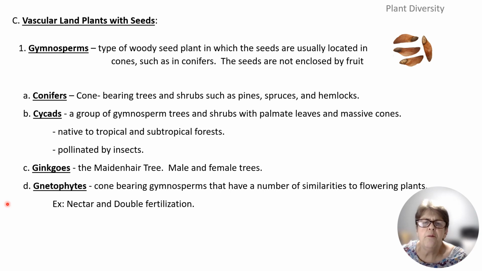Gnetophytes are cone-bearing gymnosperms that have a number of similarities to flowering plants, and they have nectar and double fertilization. So you'll see double fertilization when you get to flowering plants, and that's where one sperm fertilizes the egg and makes the zygote, which becomes the embryo. The other sperm fertilizes the food source, and it makes a triploid endosperm. So that's unusual. And it's unusual that this is the only gymnosperm that does that.